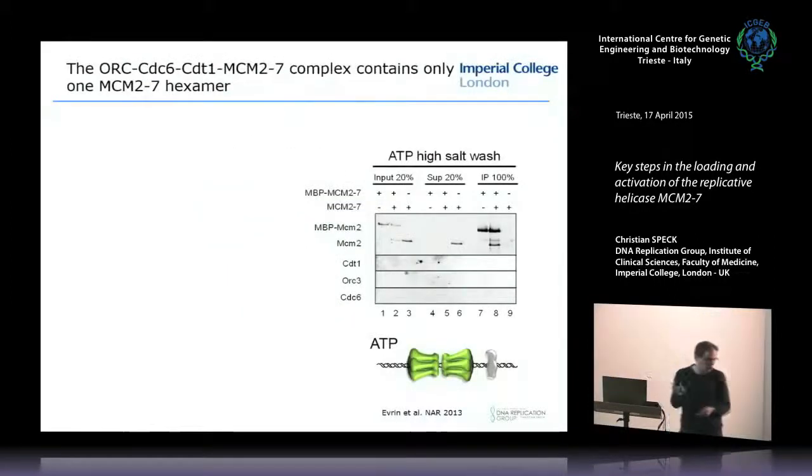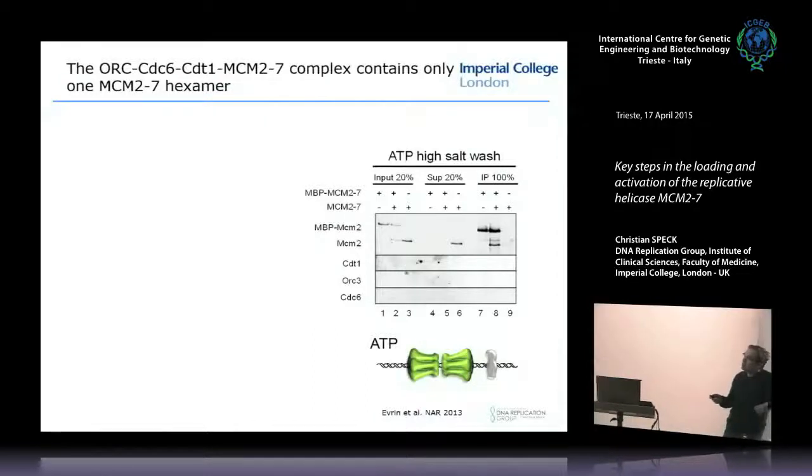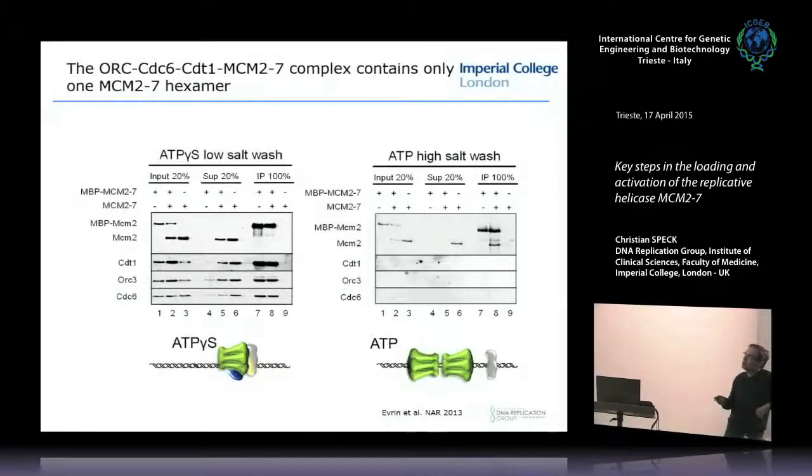So this is our positive control. We did a reaction in the presence of ATP, where we know that the double hexamer forms, and we have an input which has the tagged MCM, or the tagged and the untagged MCM, or only the untagged MCM, and in the IP with the tagged MCM, we pull down untagged MCM, so the double hexamer should have two different versions of MCM in there. So that's working brilliantly.